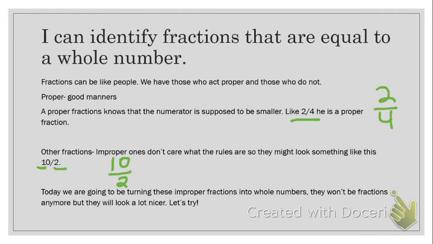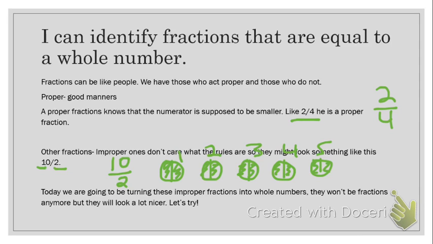Normally we would see it the other way, right? But this is saying out of a shape that's cut into 2 pieces, we have 10 pieces, okay? 1, 2, 3, 4, 5, 6, 7, 8, 9, 10. So when we have fractions like these, we often can turn them into whole numbers. How many circles do I have in total? I have 1, 2, 3, 4, 5 circles. So 10 over 2, or 10 halves, is the same as 5.